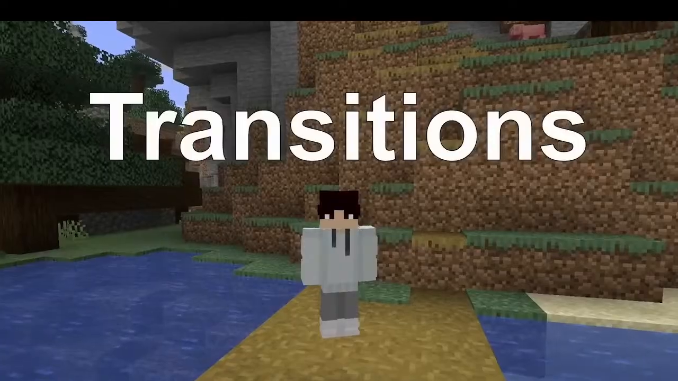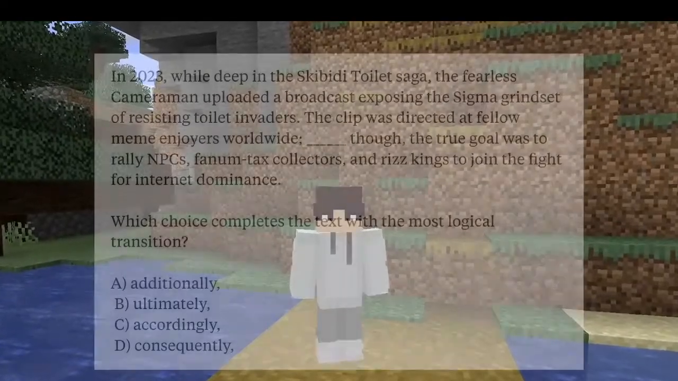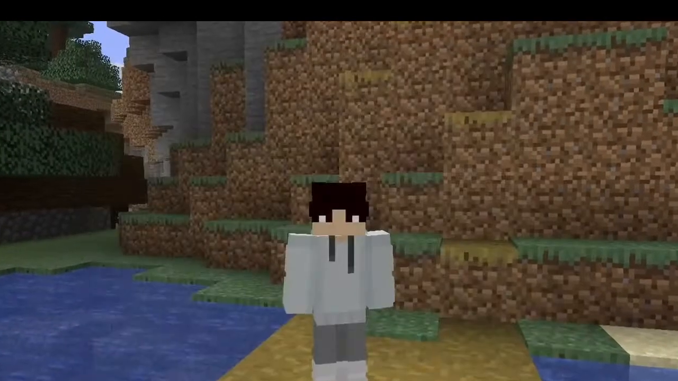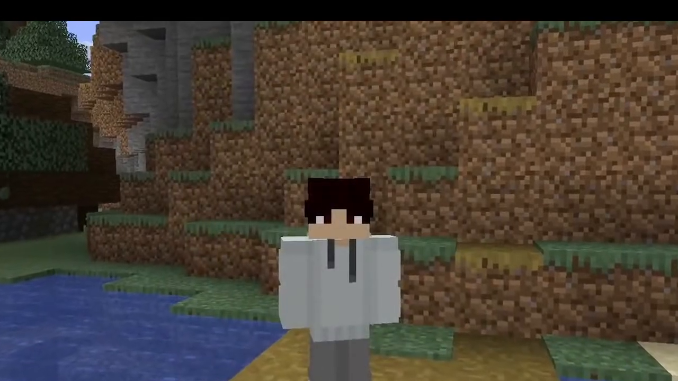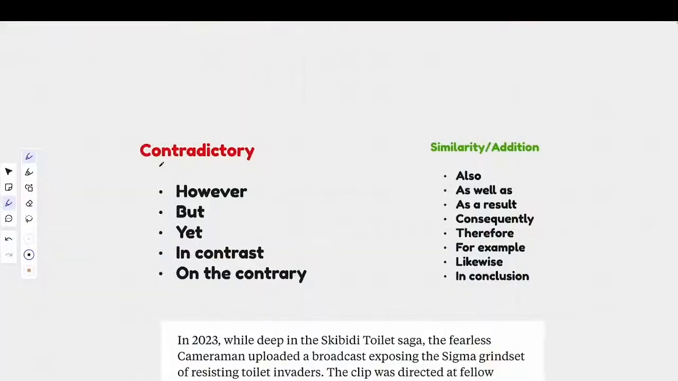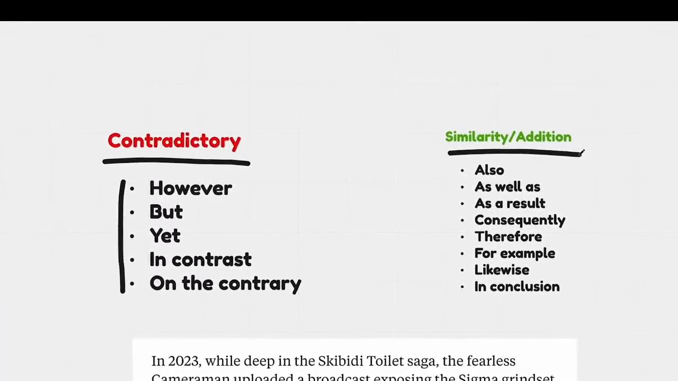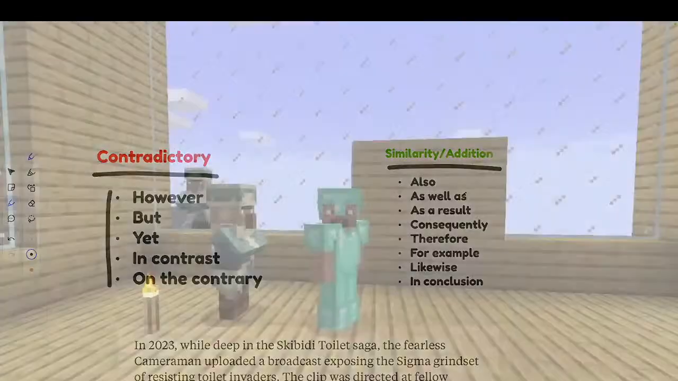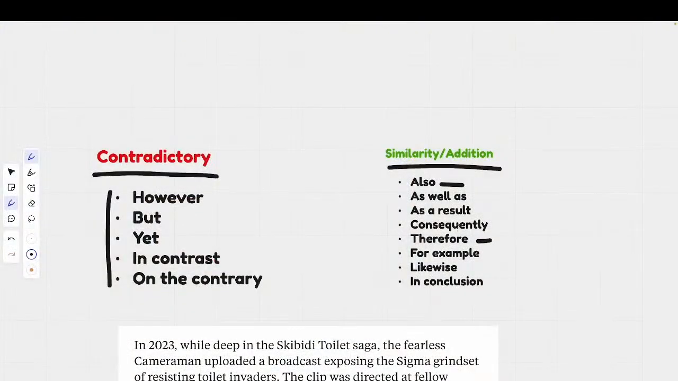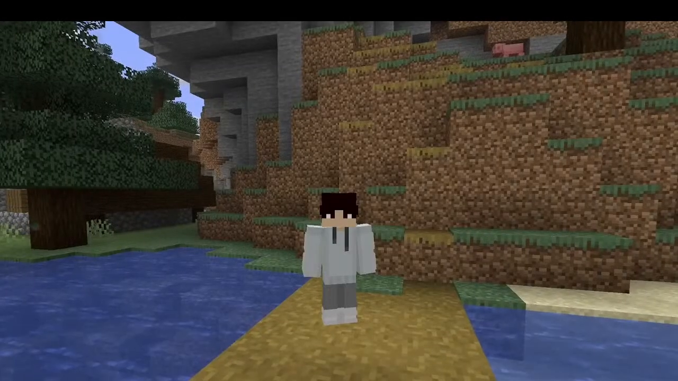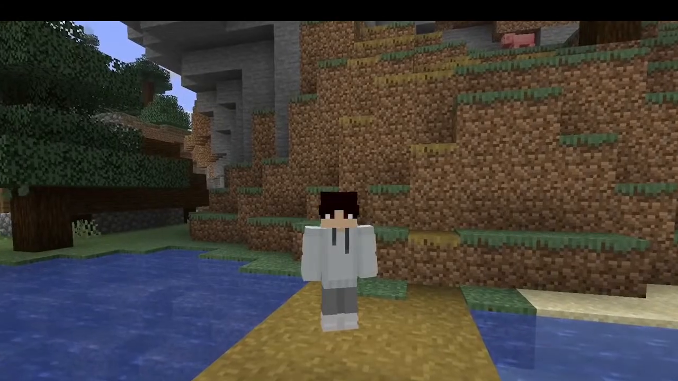Next is transitions. Basically, you have to determine if two sentences agree or disagree with each other. If they agree, use a similarity word. If they fight, put in a word like however and move on. Here you can see a list of contradictory words like however, but, yet, in contrast, and then similarity and addition words. These can mean anything that has some kind of agreement to them. Anything that doesn't directly contradict each other should be these. Now there are some other words that aren't listed here, but these are the main ones you'll be seeing on the SAT again and again.